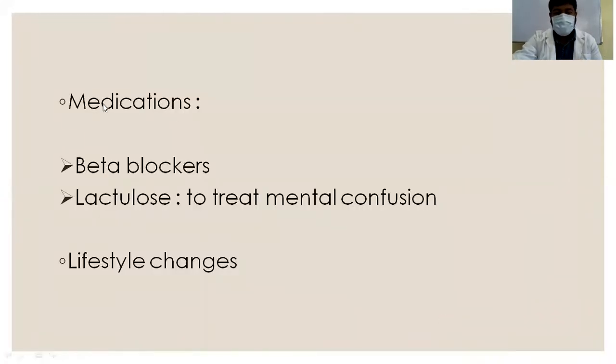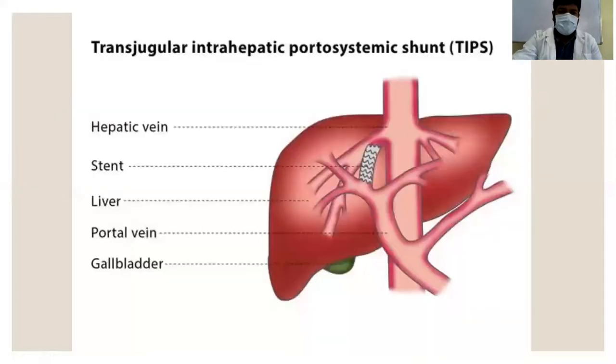And medication, beta blockers. Beta blockers like propranolol, what will it do? It will reduce the portal pressure. Okay. And lactulose. Lactulose, where do you give lactulose? You will give it to treat mental confusion in case of hepatic encephalopathy. Lifestyle modifications also have to be done. And this is the major surgical modality which you correct in portal hypertension.